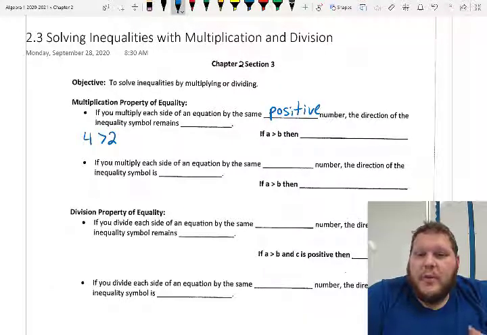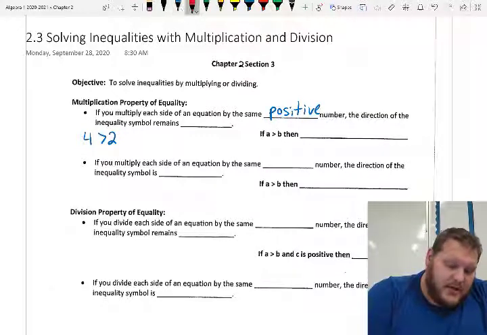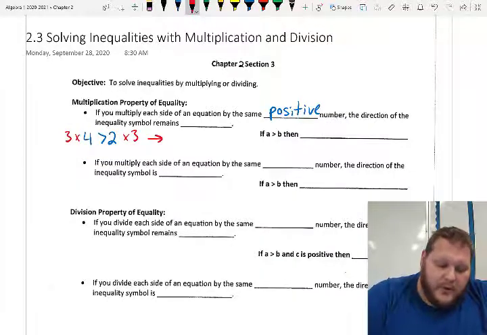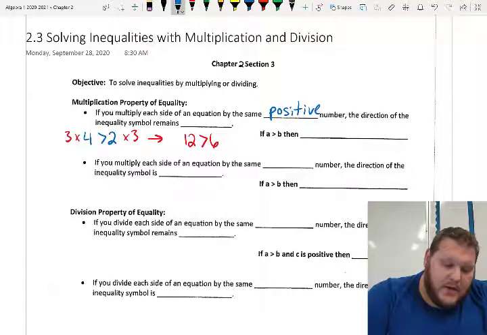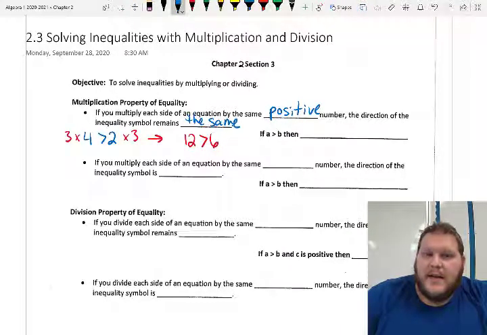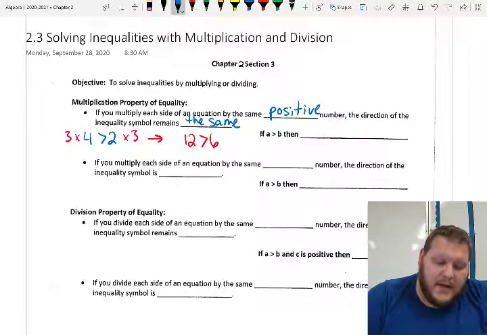So if we multiplied both sides by a positive number, let's just say we're going to multiply times 3 on both sides of my inequality, the new inequality I'd be left with would be 12 is greater than 6, which is still true. So in this one, when I multiply by the same positive number, the direction of my inequality stays the same. So the way we would write that in inequality terms, if A is greater than B, then A times C is still greater than B times C.